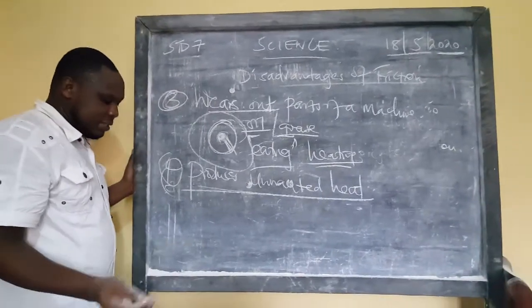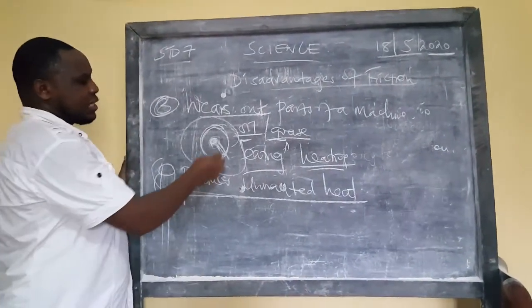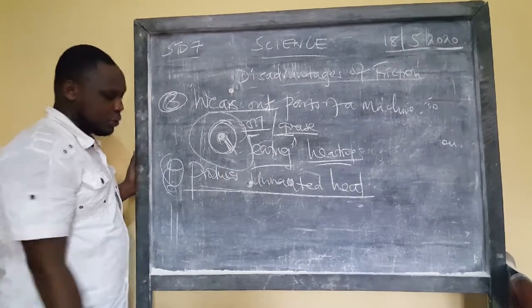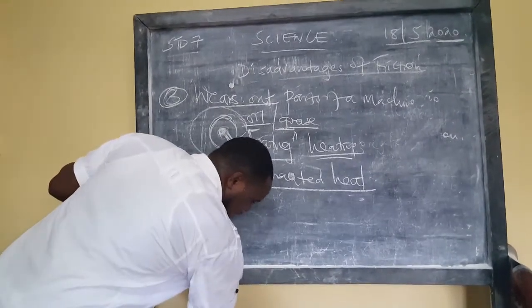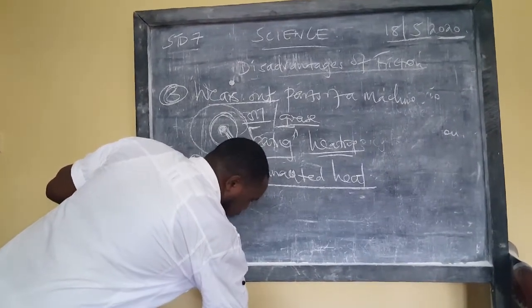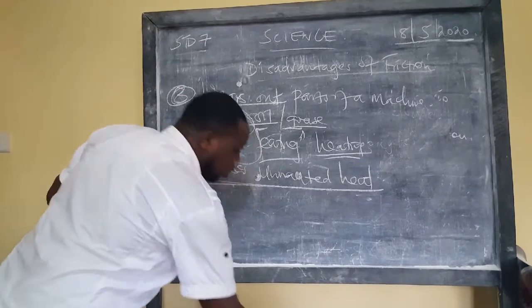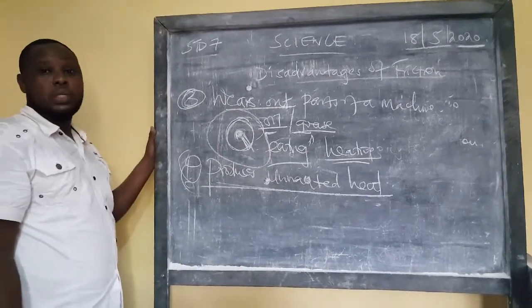That is when machines are working. They rub against one another and hence produce unwanted heat. The last one, of course, you'll find that is the reason why machines have to be cooled.